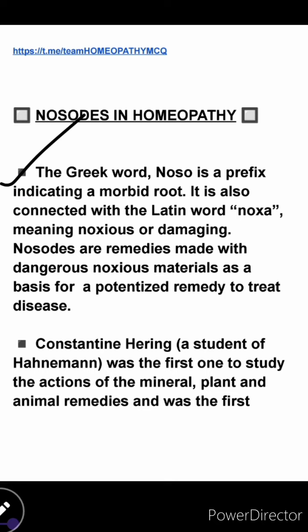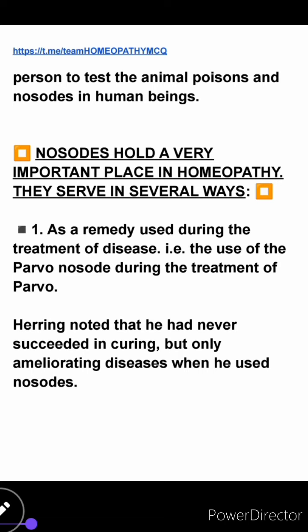First point, used during the treatment of the disease, that is, the use of the proving. Hering noted that he succeeded in curing, not only ameliorating, when he used nosodes. Nosodes can be used during acute diseases when other, more similar remedies fail to cure. Nosodes are used as intercurrent remedies in the treatment of disease. This is the use of nosodes in homeopathy.